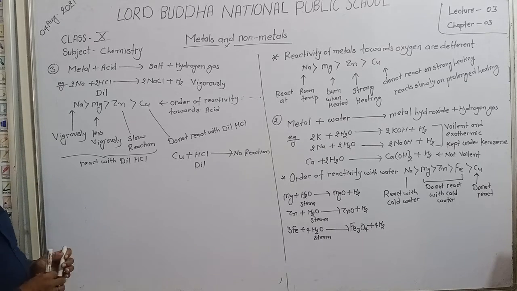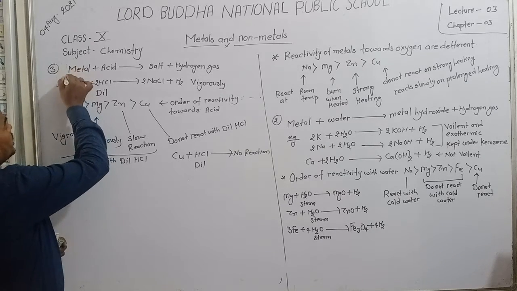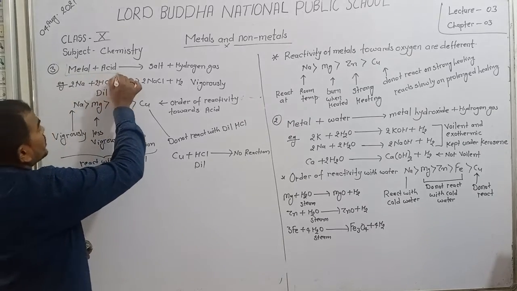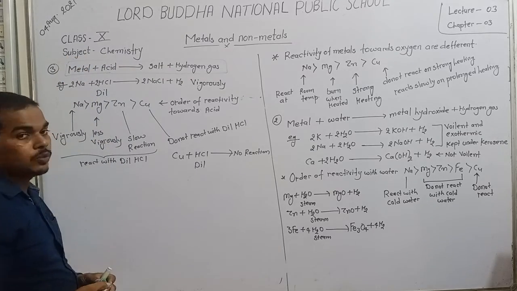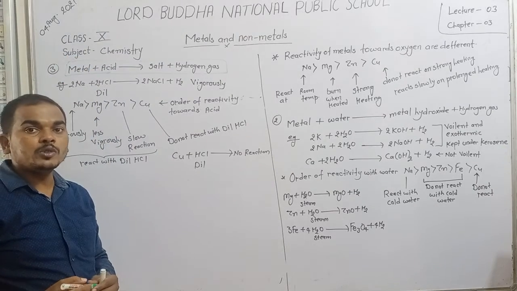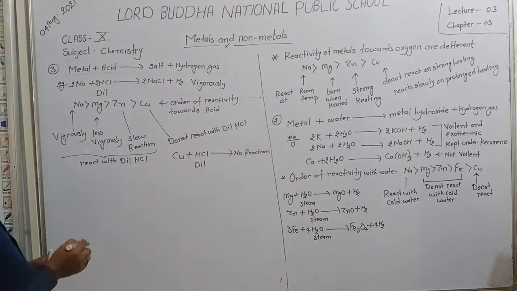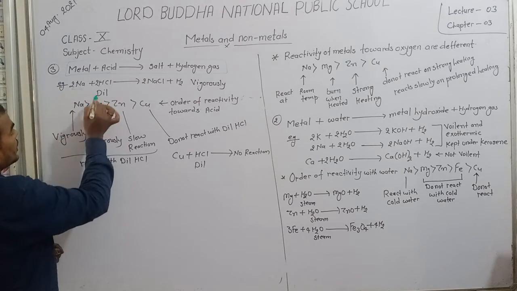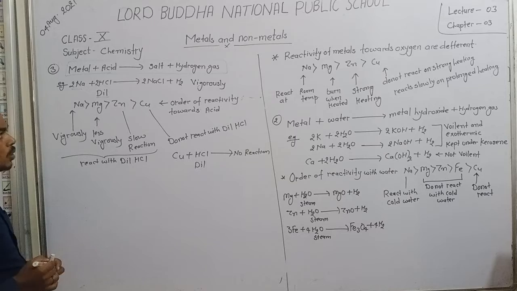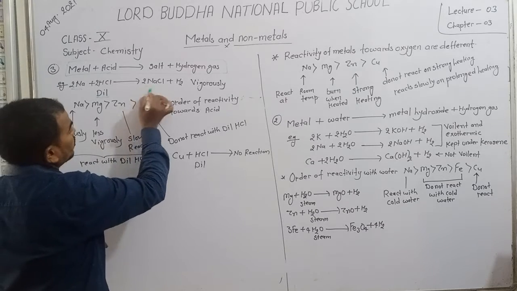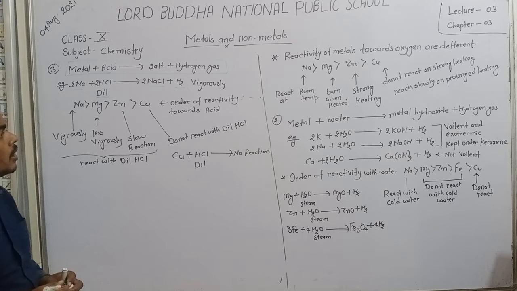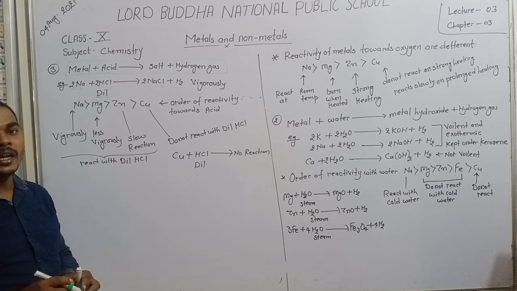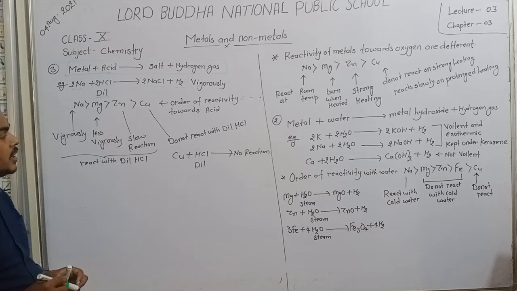Now let's discuss metals with acid. Metals react with acid to form salt and hydrogen gas. The formed hydrogen gas burns with a pop sound. For example, here sodium metal reacts with dilute hydrochloric acid and produces sodium chloride salt and hydrogen gas. Dear student, sodium is a very highly reactive metal due to high electropositivity. It reacts vigorously with dilute HCl.